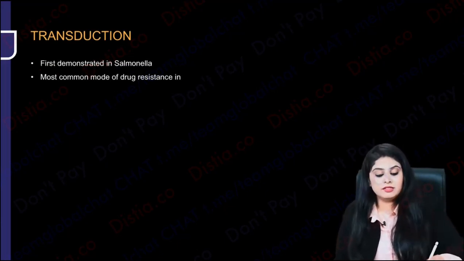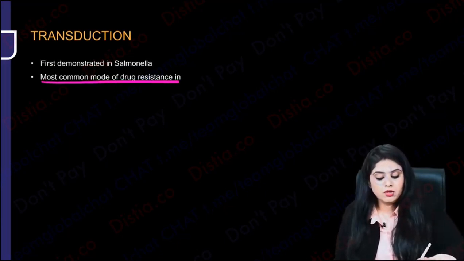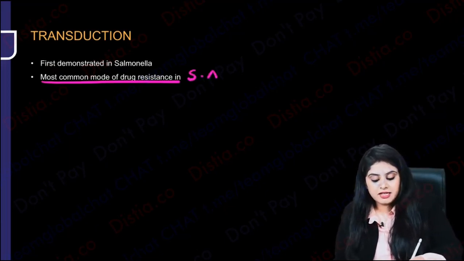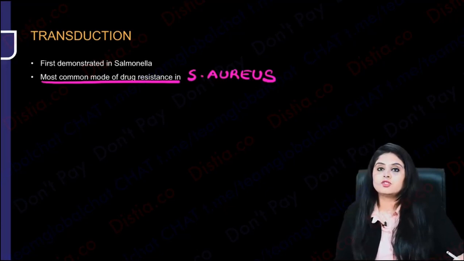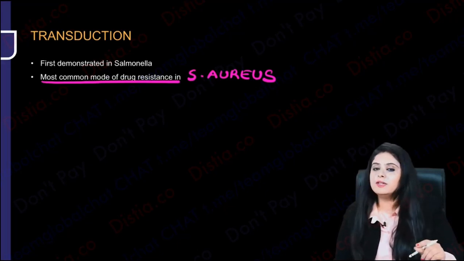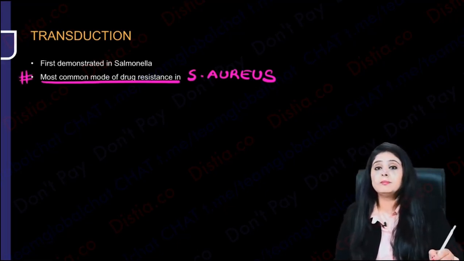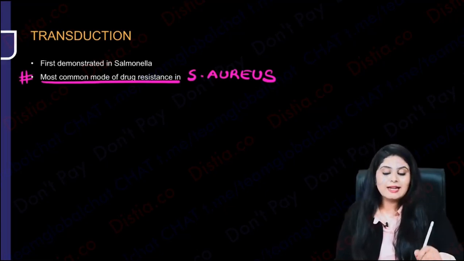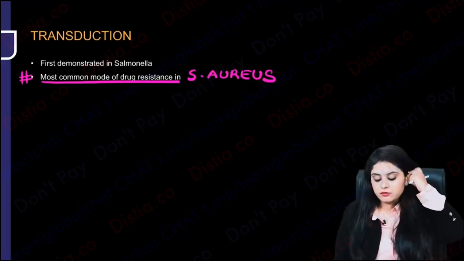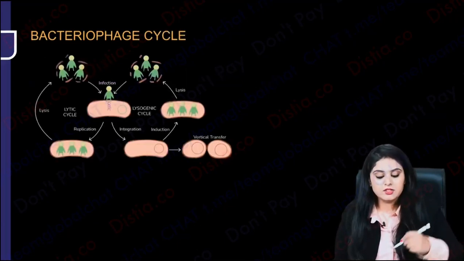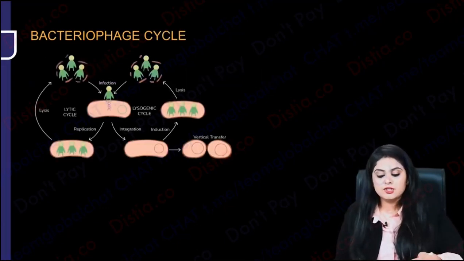But what you have to learn is that the most common mode of drug resistance in Staphylococcus aureus is going to be transduction. I'll give you a list of all these most common modes. Only for Staph aureus it is transduction, not for the others. We'll do that final list in the end. For now, remember that Staphylococcus aureus penicillin resistance happens because of transduction. For that you need to know there are two cycles which I'm going to explain to you. Just get familiar with the names and then I'll go into the details.